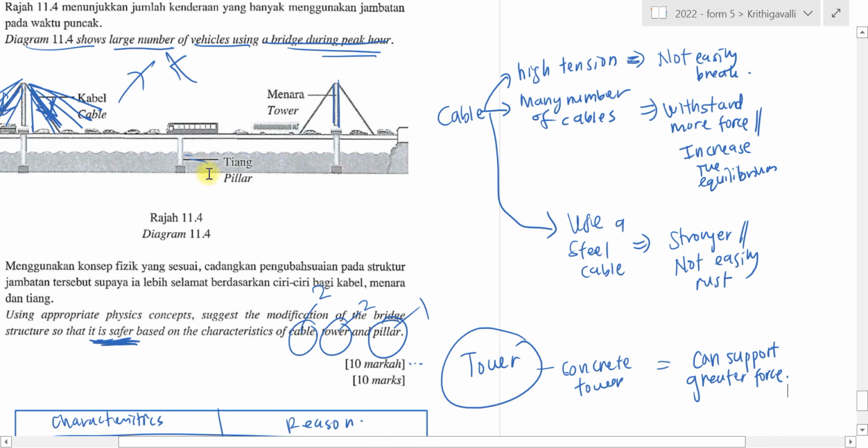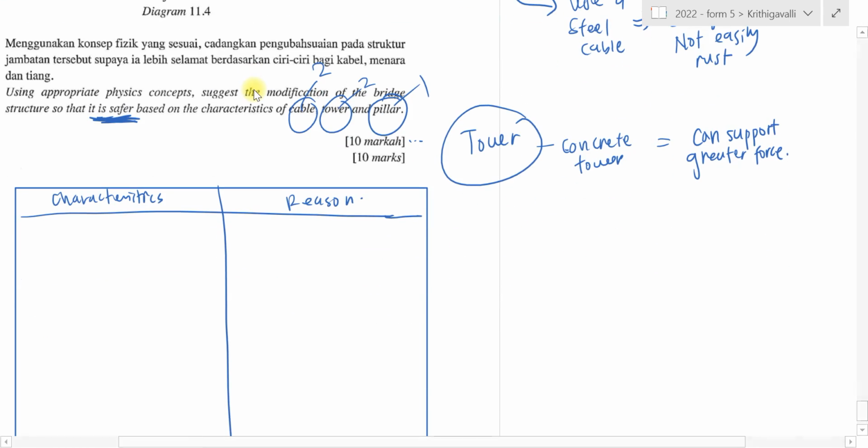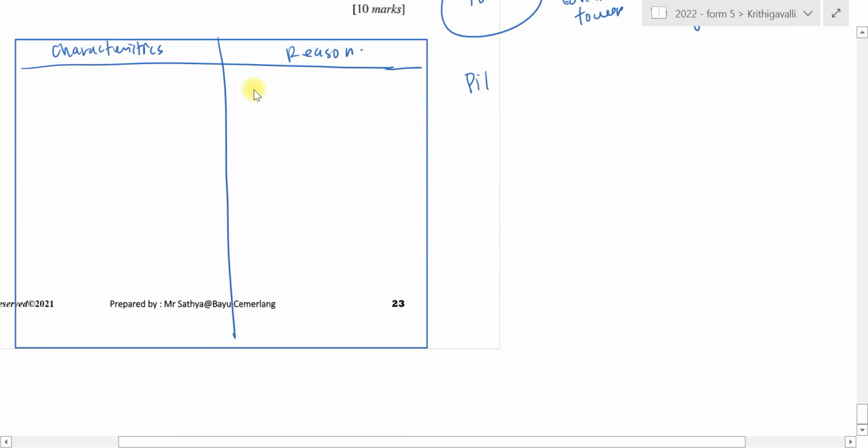Pillar kita boleh letak banyak. Because kamu tengok bawah dia ada laut kan. So the pillar must be higher. The height should be bigger so that water does not easily get in. And then some other things we will think about. Okay, pillar.